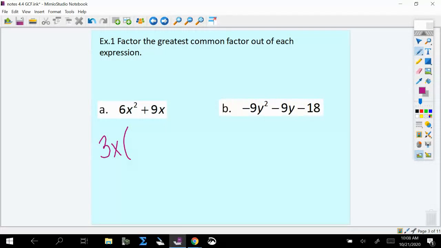That is your GCF. And then in parentheses, you put your leftovers. What are you left with when you divide out a 3x? So if I divide a 3x out of a 6x squared, I'm left with a 2x. You're essentially going to divide your coefficients, and you're going to subtract out your x's. I took 1x out. I'm left with 1. And then for 9x, when I divide 9x by 3x, I'm left with just a 3.